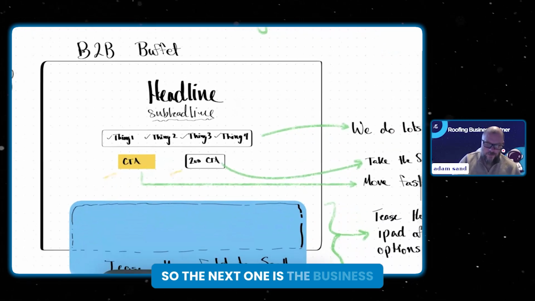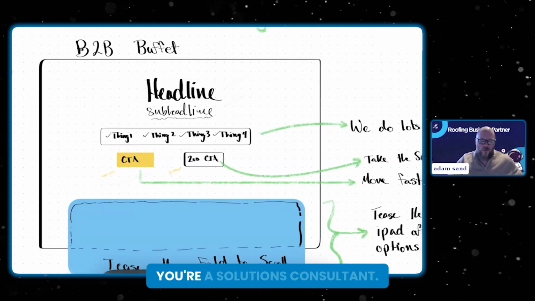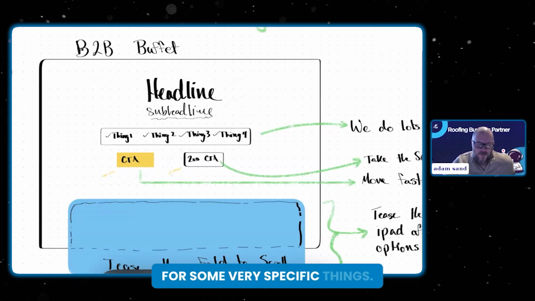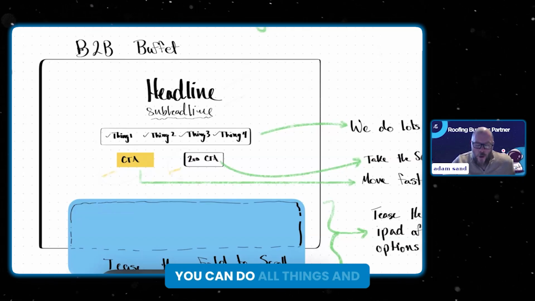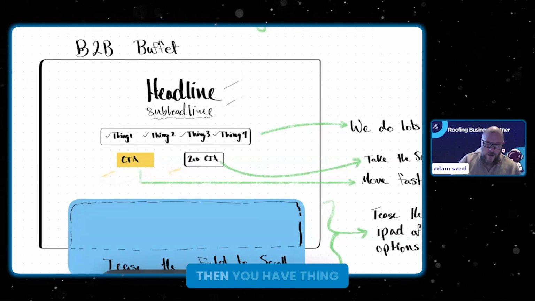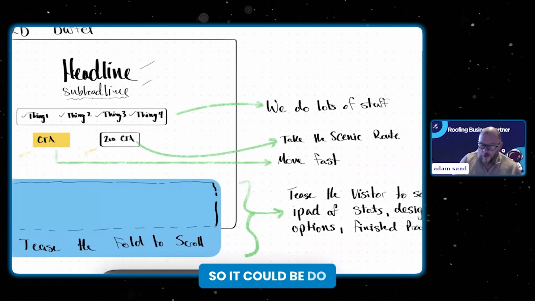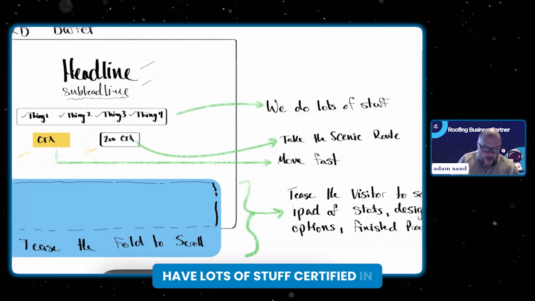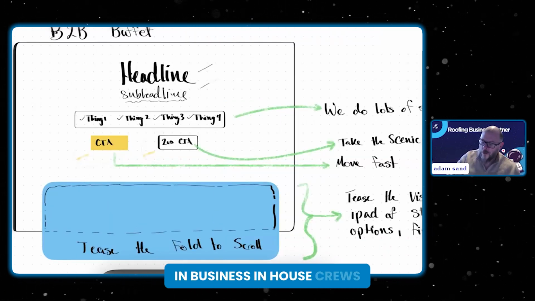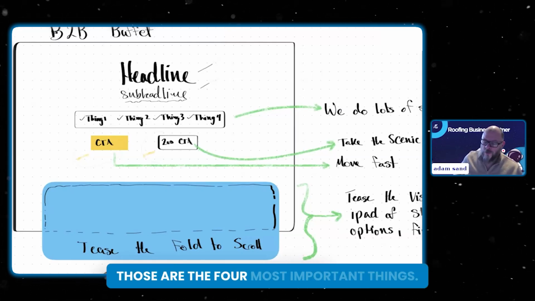So the next one is the business to business buffet. So this is more for commercial roofers where you're a solutions consultant. This is where the buyer is looking for some very specific things, or they want to know that you can do all things and you don't know which one that is. You have your headline and your subheadline. Then you have thing 1, 2, 3, and 4. So it's kind of saying we do lots of stuff. So it could be do lots of stuff, have lots of stuff, certified in lots of stuff. So it could be 23 years in business, in-house crews, maintenance programs, Carlisle certified roofer. Those are the 4 most important things.